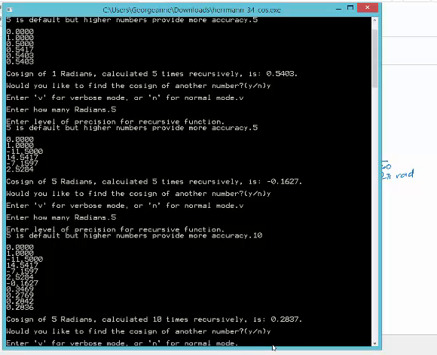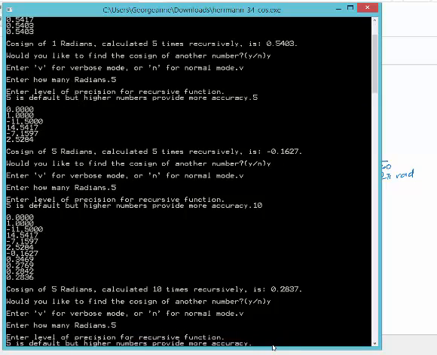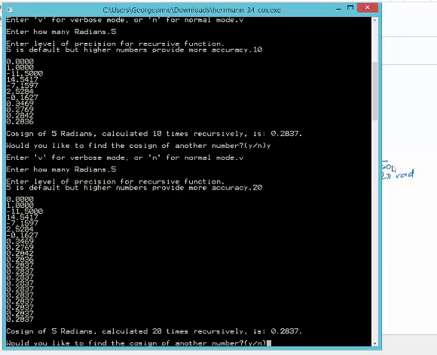Let's do it again, 5 terms. I'm going to say 5 radians, and I'm going to say 20 terms this time. And so, okay, after 20 terms in the series expansion, I'm actually getting the right answer now. Actually, somewhere in here, I'm getting the right answer, as you can see. If you put more digits, you would see it better.